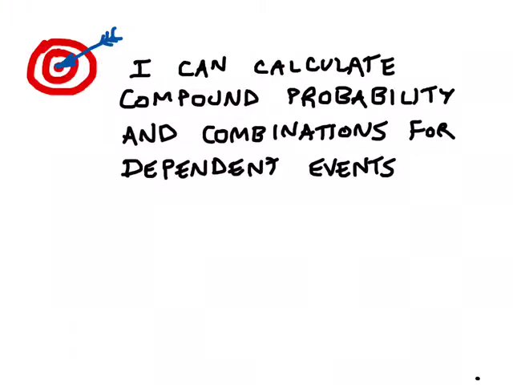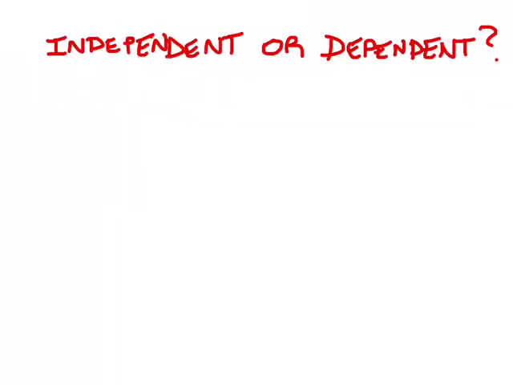Hi folks, this is Nat, and this is going to be your video lesson on calculating compound probability again. But this time we're going to be focusing on dependent events, which is different than last time when we talked about independent events. So the very first thing we're going to start off with is trying to understand the difference between independent and dependent events.